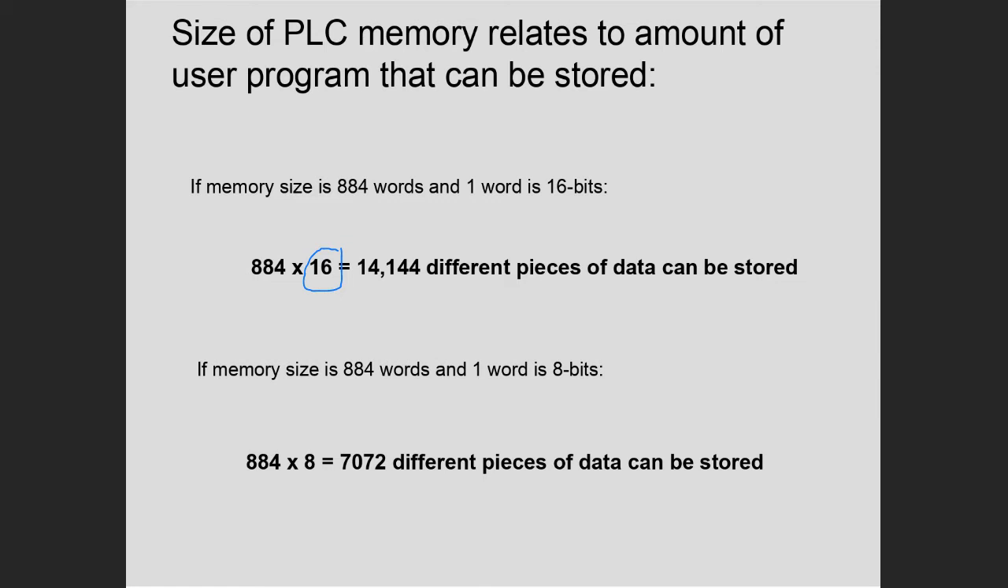And the same for this bottom example. This time they made a word size 8 bits. But the idea is the same. I still got 884 words, but this time each word contains only 8 bits, and so I can only store, I can say only, but this is a lot, I can only store 7,072 pieces of data, or 7,072 zeros and ones. Okay, so this is all just terminology.